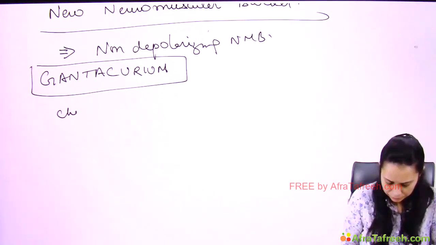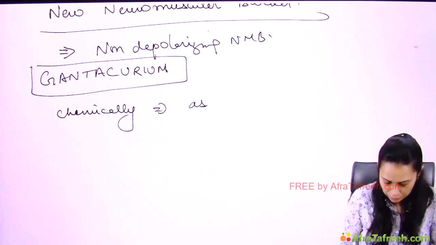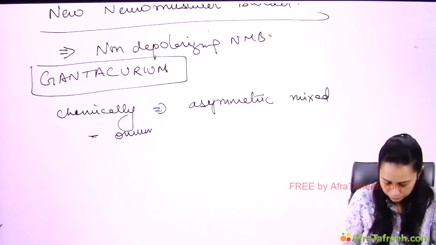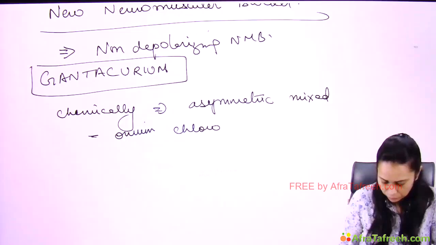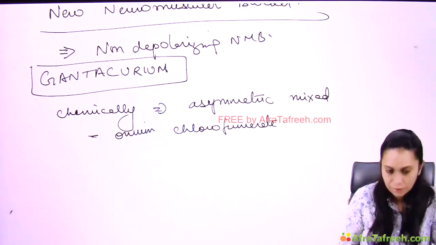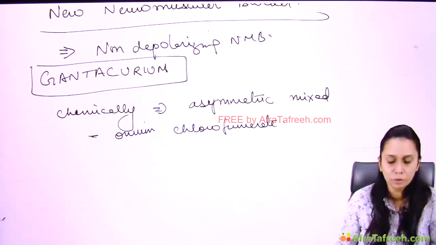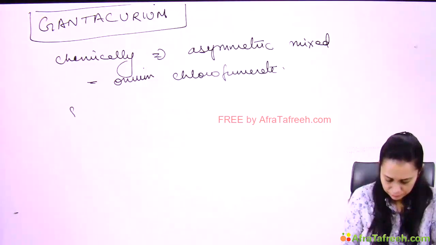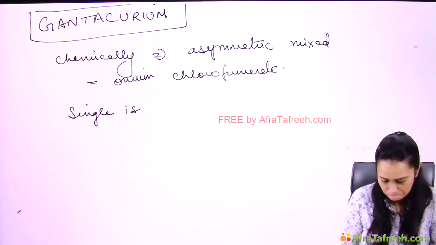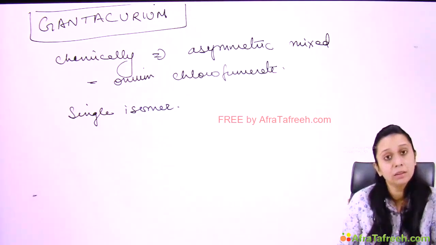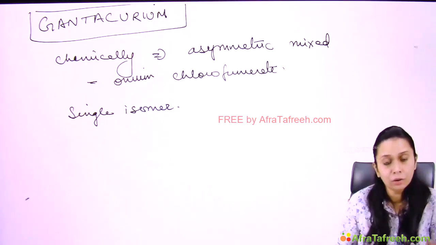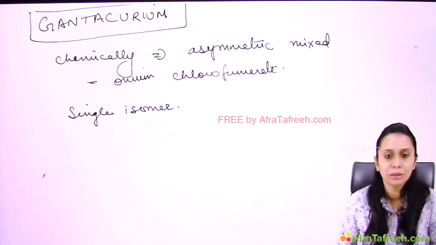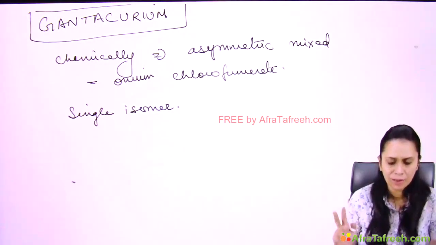So chemically, it is an asymmetric mixed onium chlorofumarate, right? It's a single isomer, like your cisatracurium. Otherwise, atracurium and mivacurium are mixed isomers. Gantacurium is a single isomer, only one isomer, right?